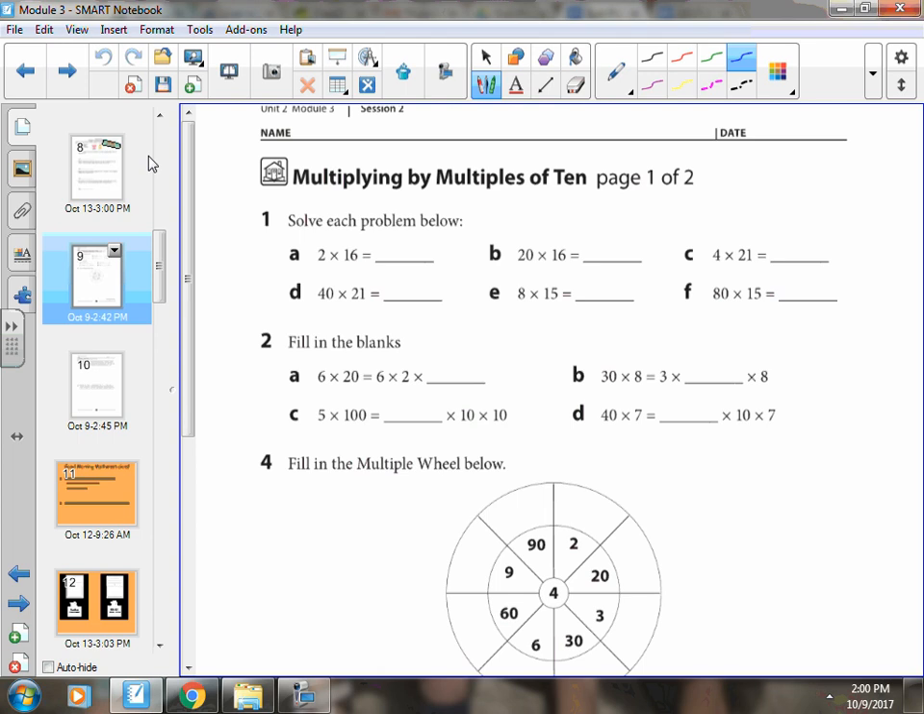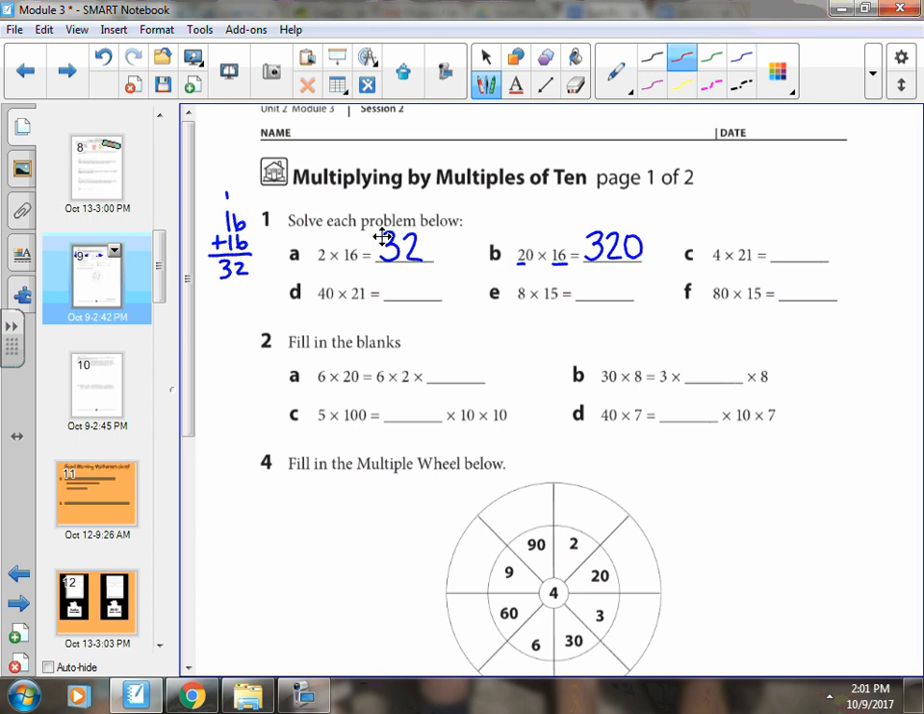2 times 16, I know 2 times 16 is 32. If you didn't, maybe you would do 16 plus 16 to figure it out. If you know what 2 times 16 is, then 20 times 16 is also easy. Again, 2 times 16 is 32. 0 on the left, a 0 on the right.